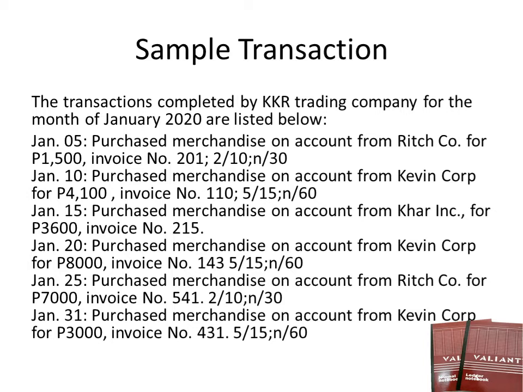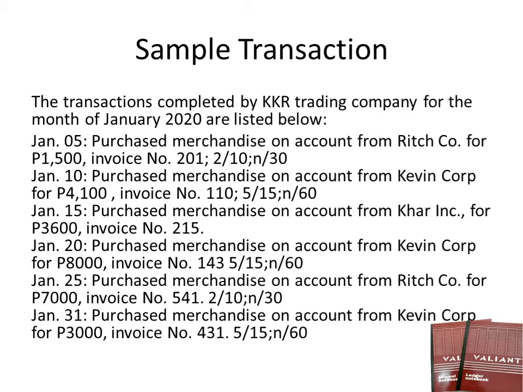Next, you have January 10, purchase merchandise on account from Kevin Corporation for 4,100. Invoice number 110. Term 5% discount within 15 days and no more discount in 60 days. And then on January 15th, purchase merchandise on account from a corporation for 36, invoice number 215, no term of credit. So for January 20, purchase merchandise on account from Kevin Corp 8,000, invoice number 143, and then 5% discount if paid within 15 days and no more discount if paid after 15 days but within 60 days.